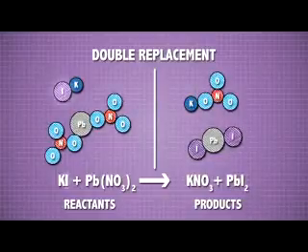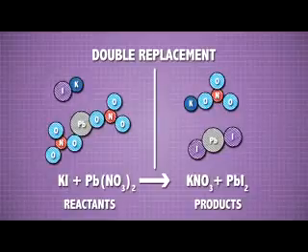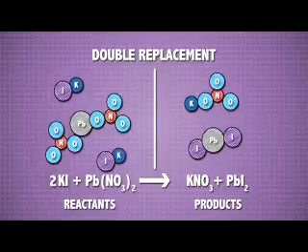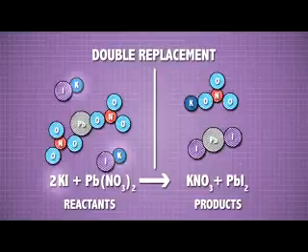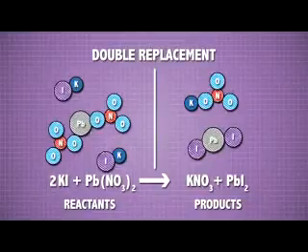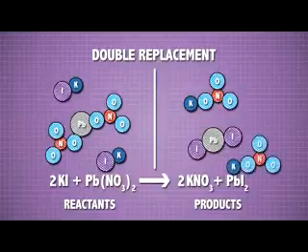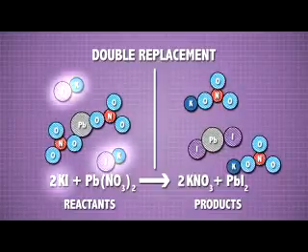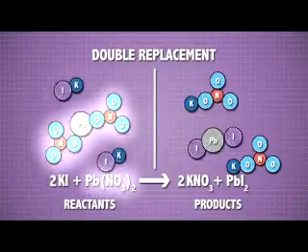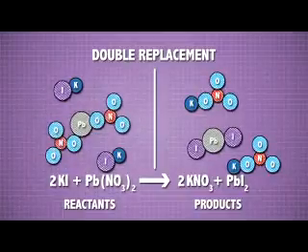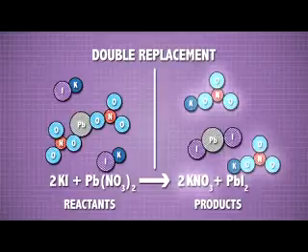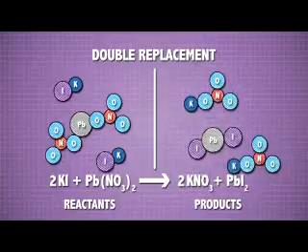We only have one iodide in the reactants, so we need to put a coefficient of 2 in front of the potassium iodide. Now we have two potassium reactants, but only one potassium product, so we need to balance the products and put a coefficient of 2 in front of the potassium nitrate. Now we have two potassium iodide plus one lead nitrate to yield two new compounds, potassium nitrate and lead iodide.